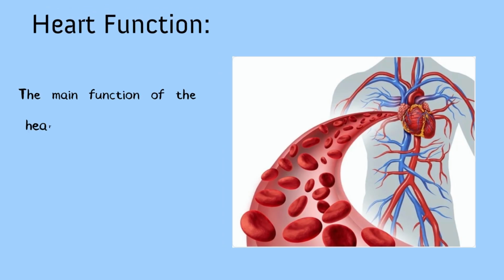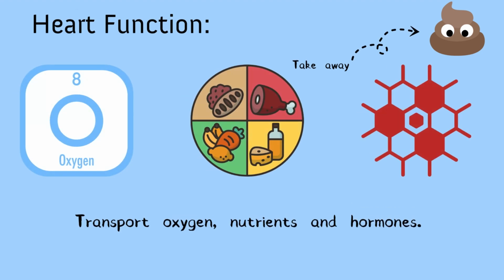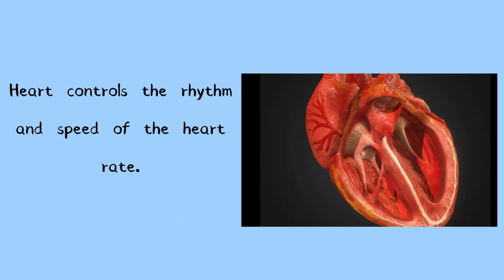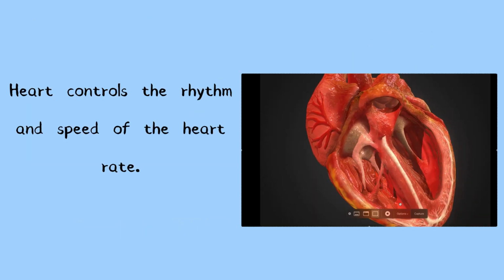The main function of the heart is to pump blood throughout the body. It moves oxygen, nutrients, and hormones all around the body through the circulatory system. In that case, it also takes away waste. The heart controls the rhythm and speed of the heart rate.